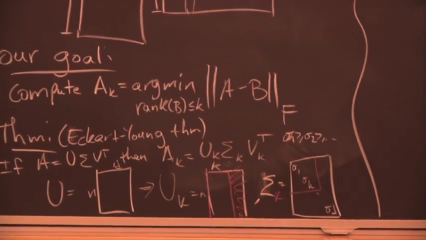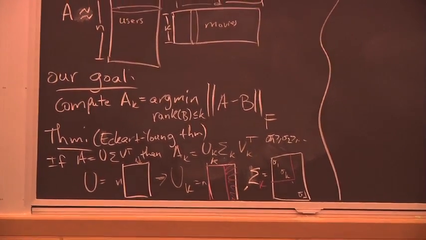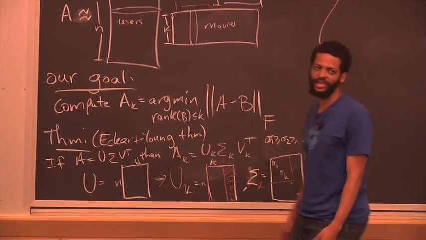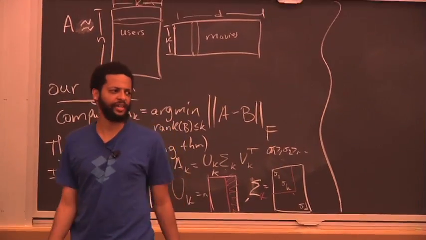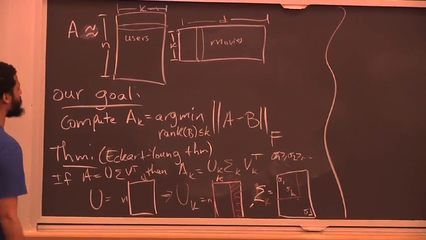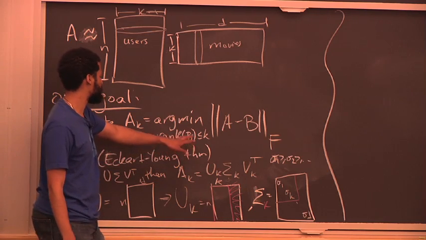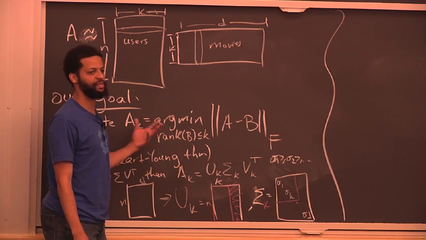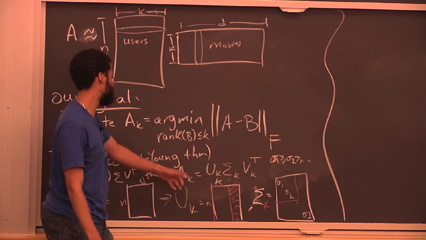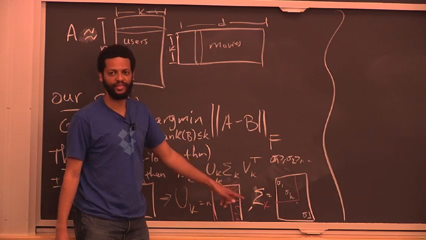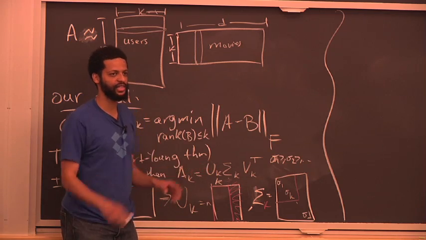Okay. So what does this tell us? Well, if we can compute the SVD. So by the way, today our goal here is not to actually spit out this matrix A_k. We're going to spit out a factorization of A_k. We're going to spit out the SVD of A_k. Okay, and that's going to be our output.